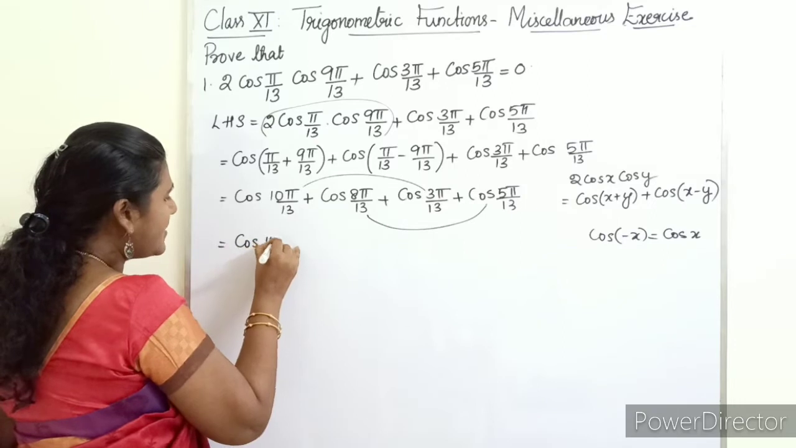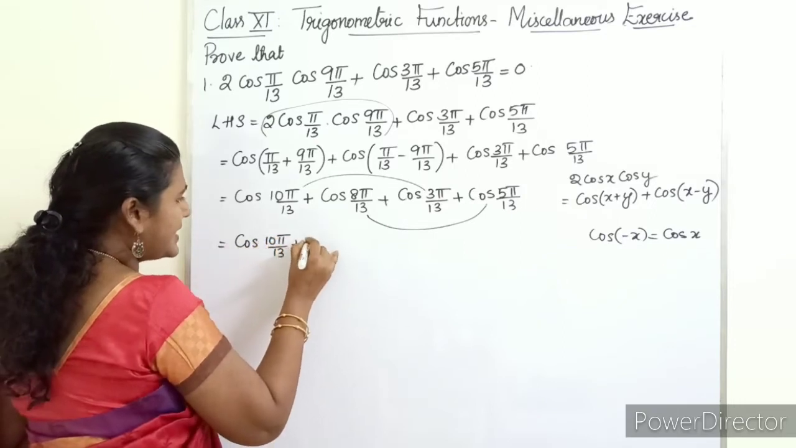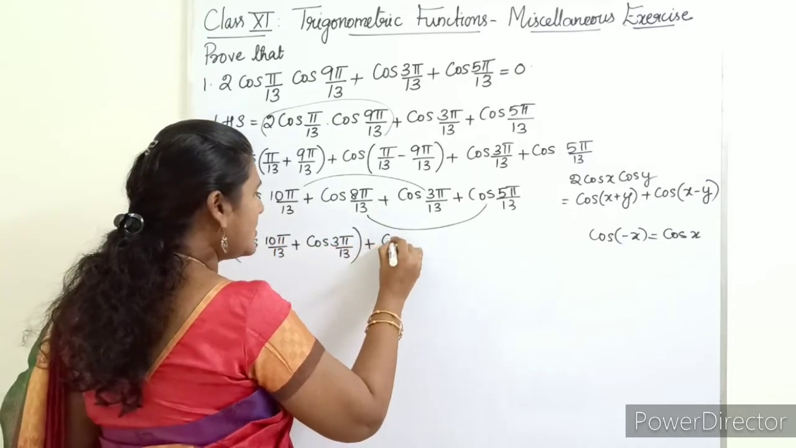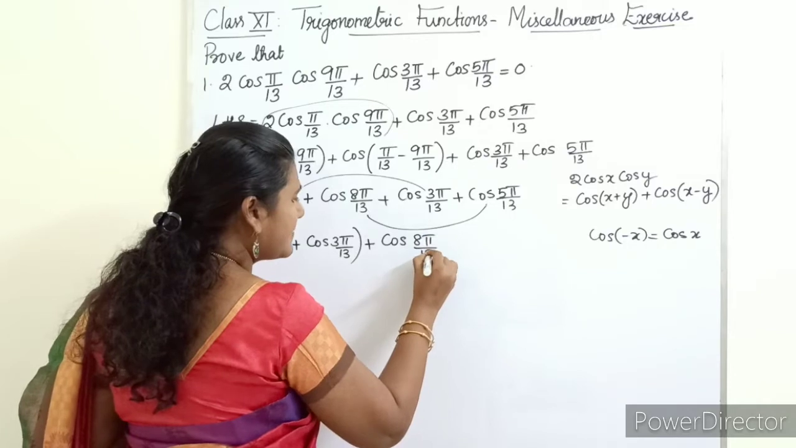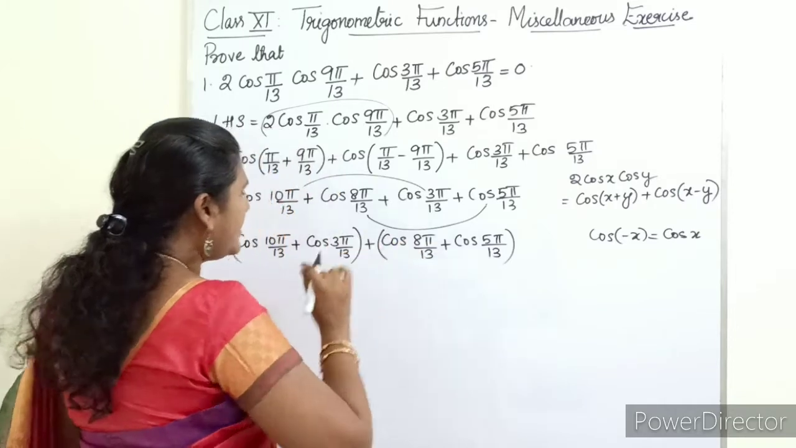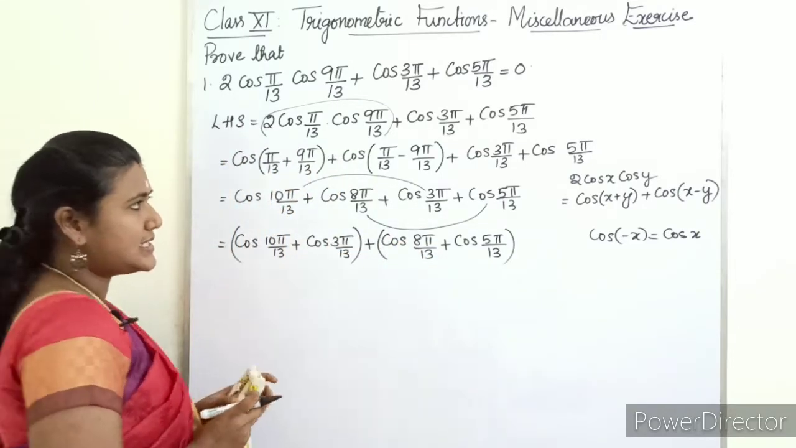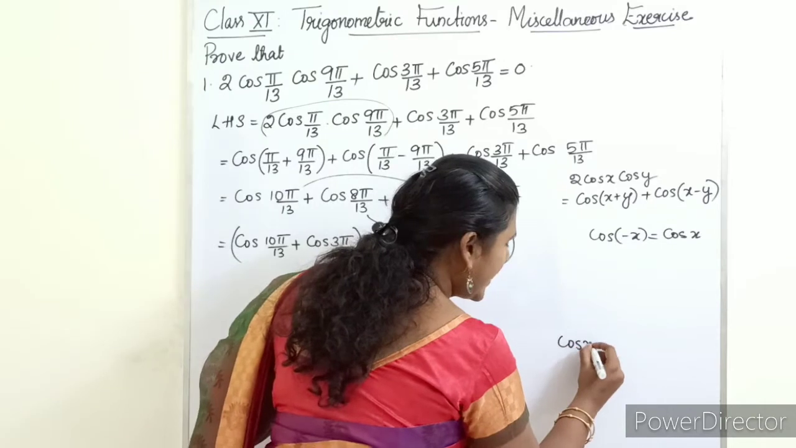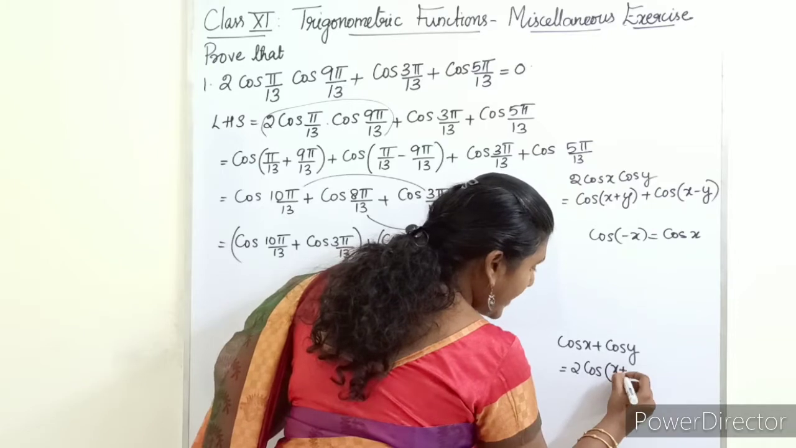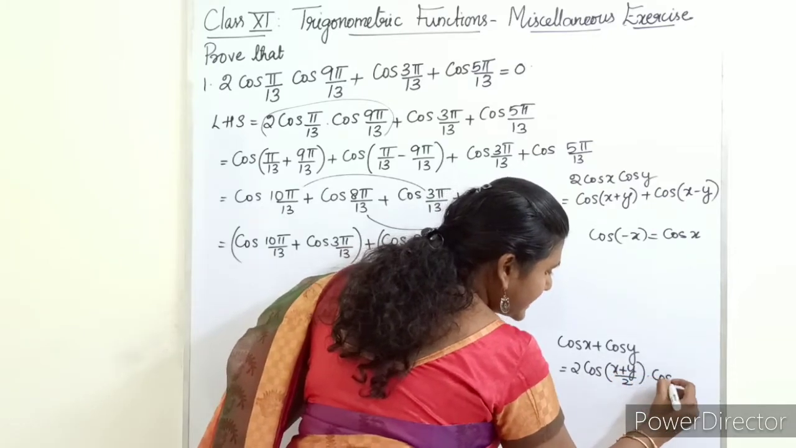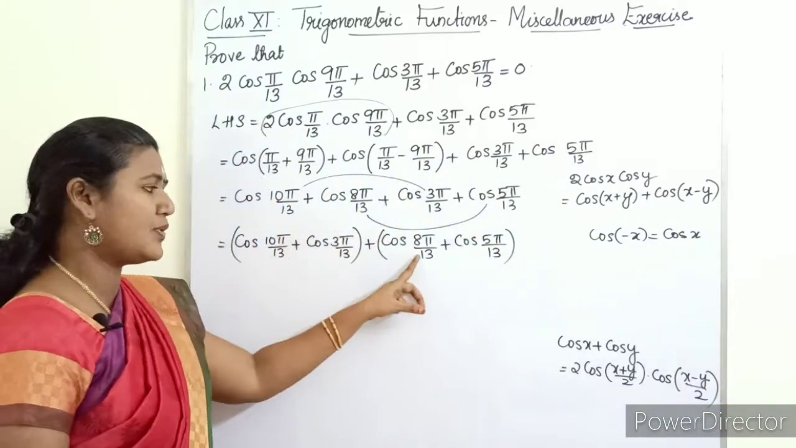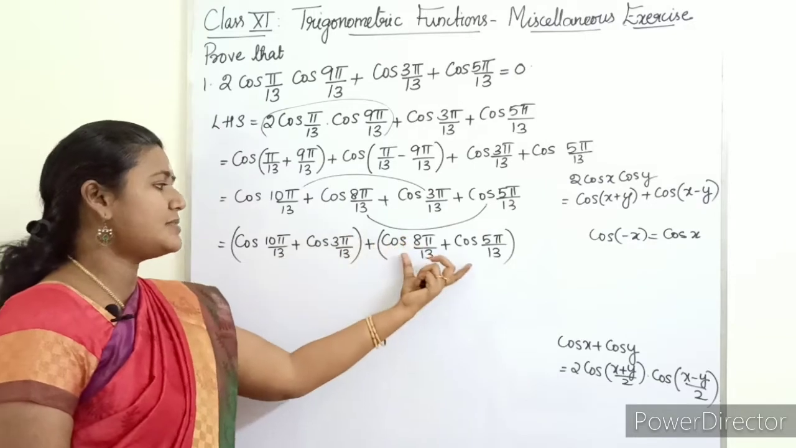So cos 10 pi by 13 plus cos 3 pi by 13, plus cos 8 pi by 13 plus cos 5 pi by 13. Again here we will use the cos x plus cos y identity. So what is cos x plus cos y? Cos x plus cos y is equal to 2 cos (x plus y) by 2 into cos (x minus y) by 2. So this is the identity. We are going to use this formula for both the terms, the first two terms and the next two terms.